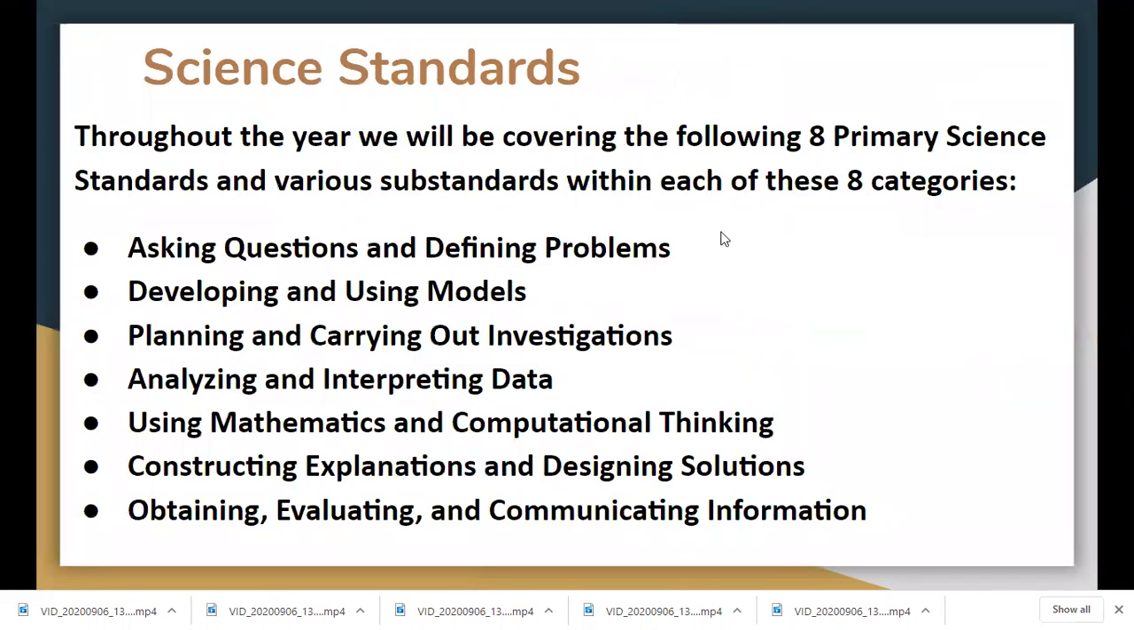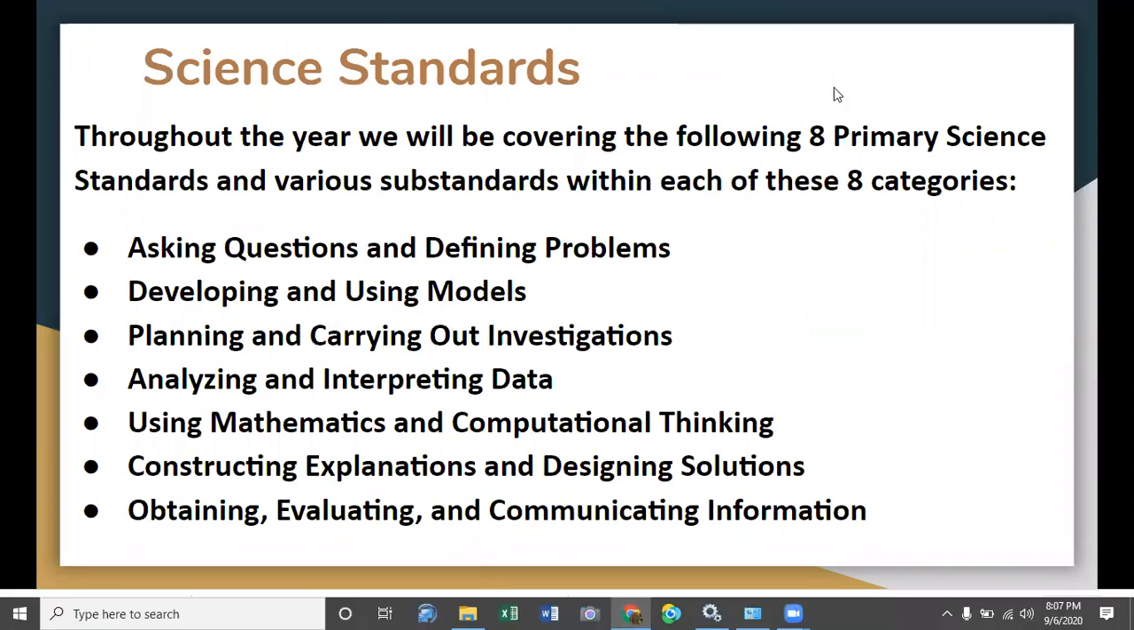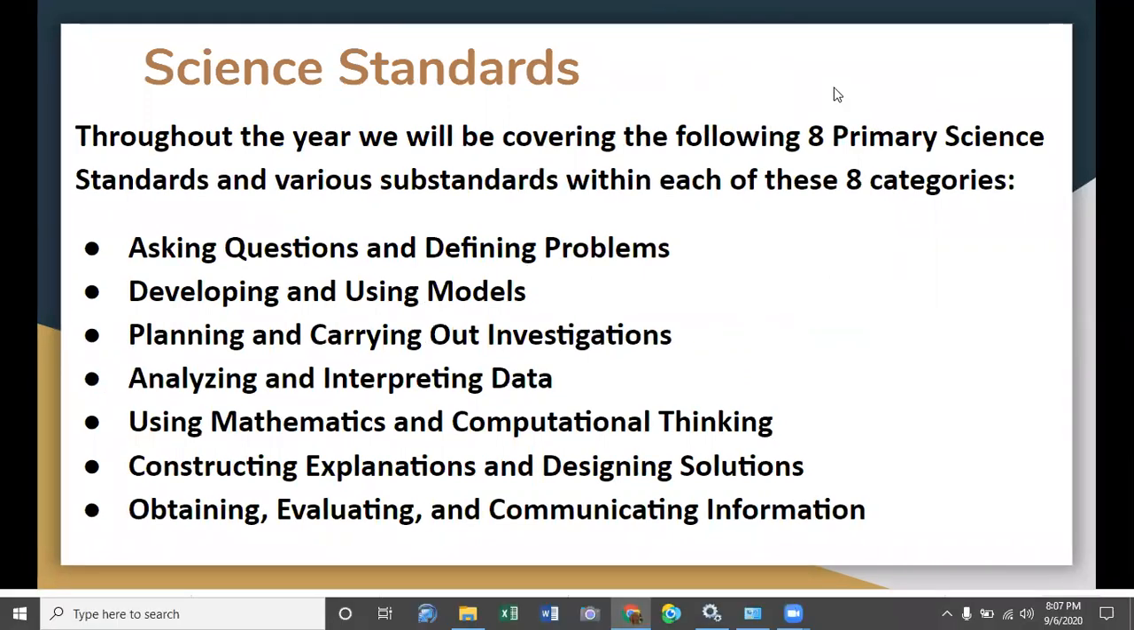So these are the science standards you're going to want to be familiar with. Throughout the year, we're going to be covering 8 primary science standards and various substandards within our 8 categories. So be familiar with the 8 categories: asking questions and defining problems. I'm going to have you asking lots of questions. Developing and using models, we'll be doing that in our first unit here very soon.